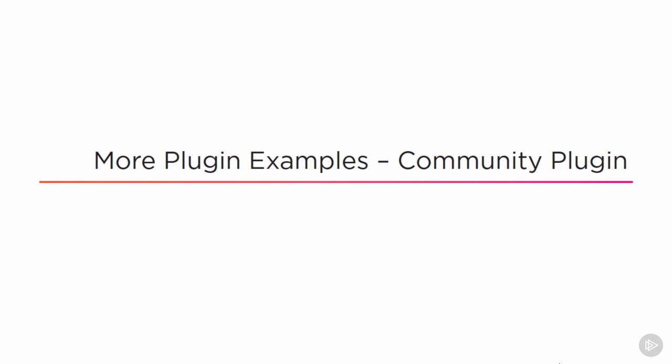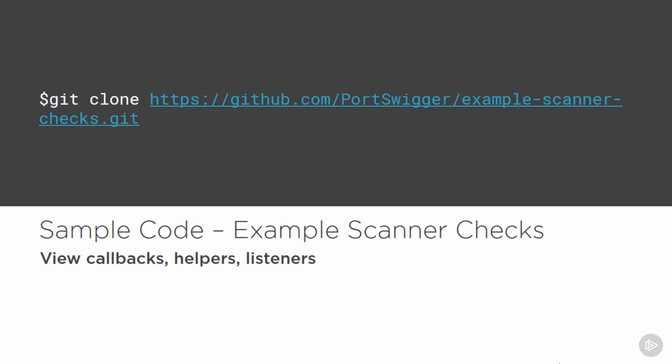Taking an example from the Portswigger community, let's continue to build on our knowledge and understanding of writing custom plugins using Python. Now, this example that we're going to take a look at is called Example Scanner Checks. And as the name alludes to, we're going to look at some passive and active scanning and have this extension do some special things for us.